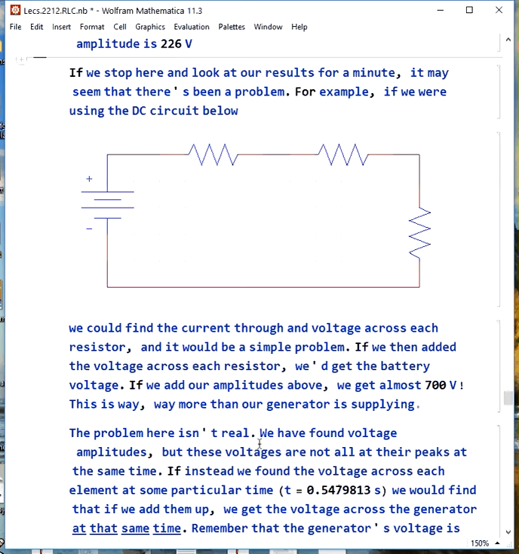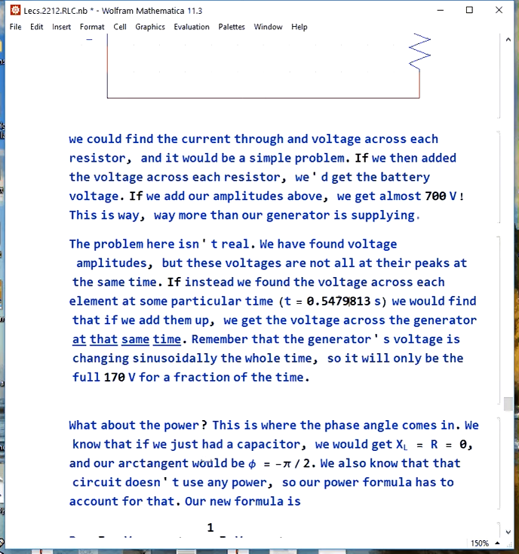We found voltage amplitudes, but these voltages are not all at their peak at the same time. If we picked a particular instant of time, like this, and found the voltage across each element at that point in time, and added them up, we would get the voltage across the generator at that time. So we wouldn't necessarily get our 170 volts even then, unless we happen to catch the generator at a maximum.